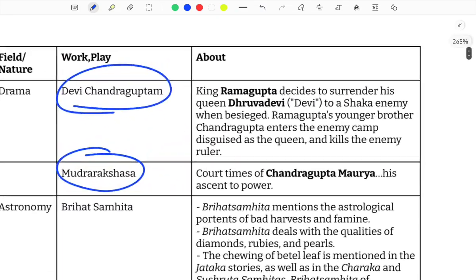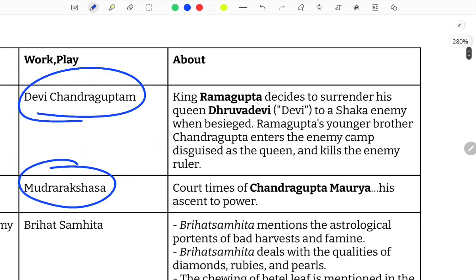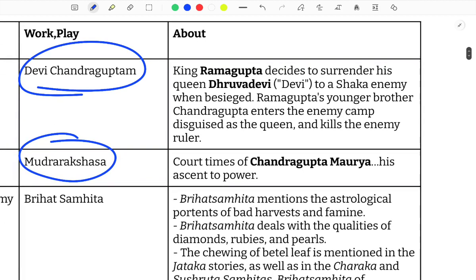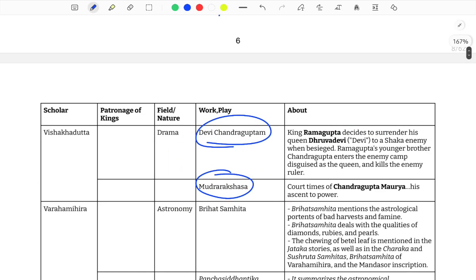What is Devi Chandraguptam? King Ramagupta decides to surrender his queen Dhruvadevi to a Shaka enemy when besieged. Ramagupta's younger brother Chandragupta enters the enemy camp disguised as the queen and kills the enemy ruler. So this work is based on this incident. Mudrarakshasa portrays the court intrigues of Chandragupta Maurya and his ascent to power.